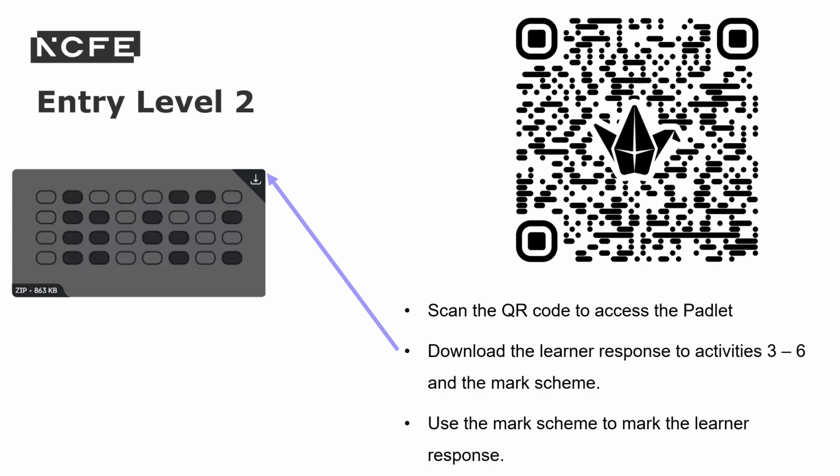Before you watch or listen further, please scan the QR code to access the Padlet where I've placed the learner response, mark scheme and mark sheet for you to use. Download the learner response to activities 3 to 6 along with the mark scheme and the mark sheet, and use the mark scheme to mark the learner response and give feedback. And then return to this recording to see how your marks compare.